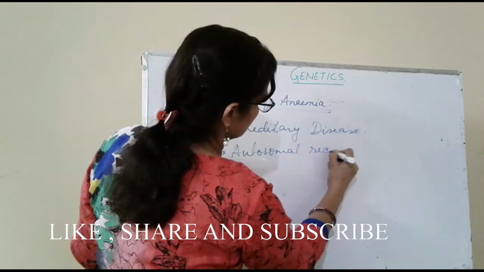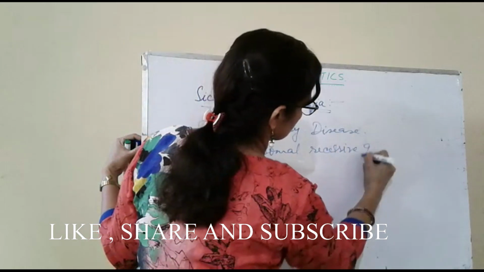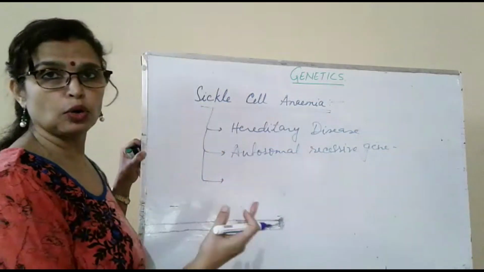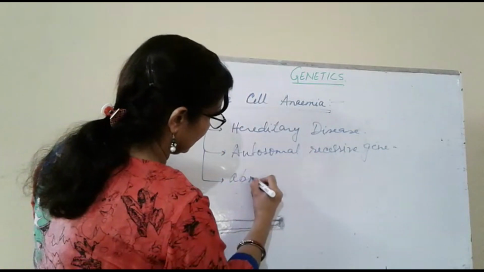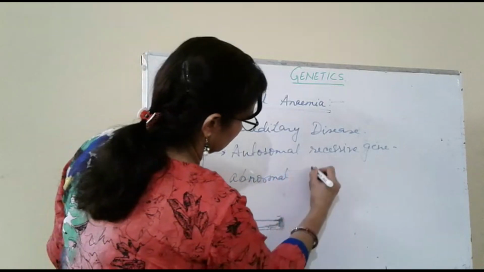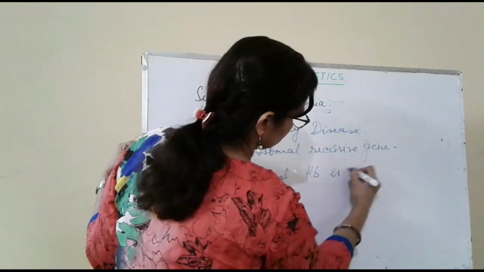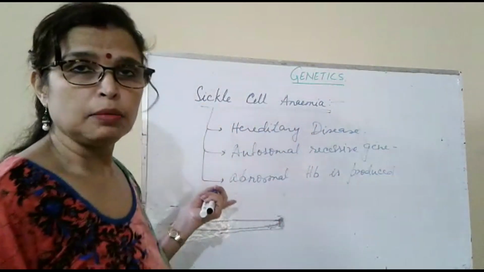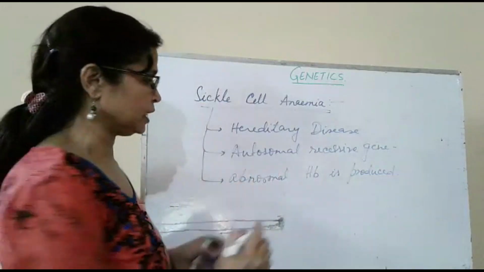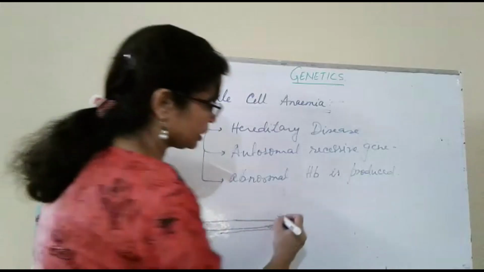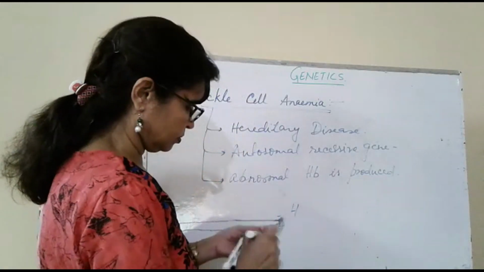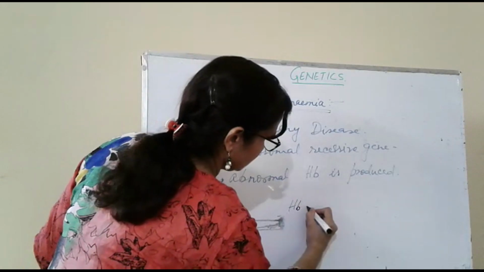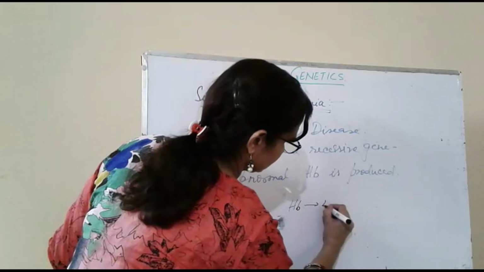Autosomal recessive gene, and in this disease abnormal hemoglobin is produced. Hemoglobin has 4 polypeptide chains, 2 alpha chains and 2 beta chains.